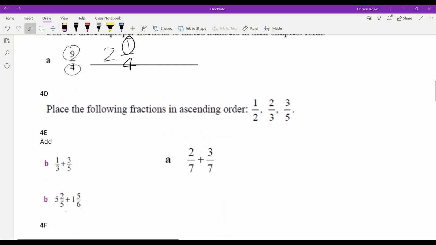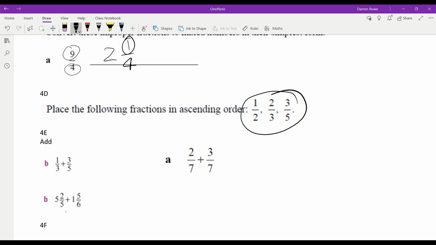That's how you do improper to mixed. Okay, now we've got to order fractions. Ordering fractions requires you to find the lowest common multiple. These ones might be easy for some of you, but you really need to make them all have equivalent denominators. They need to be out of the same amount.